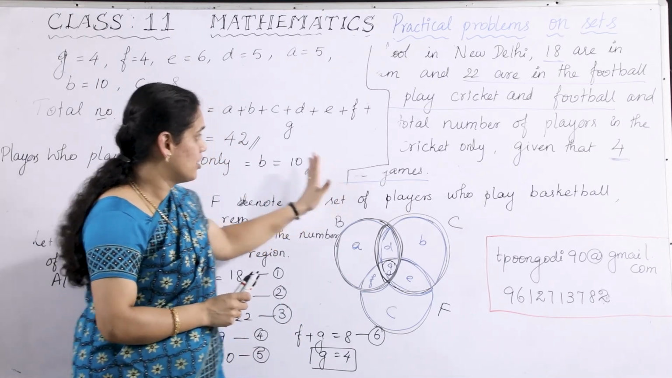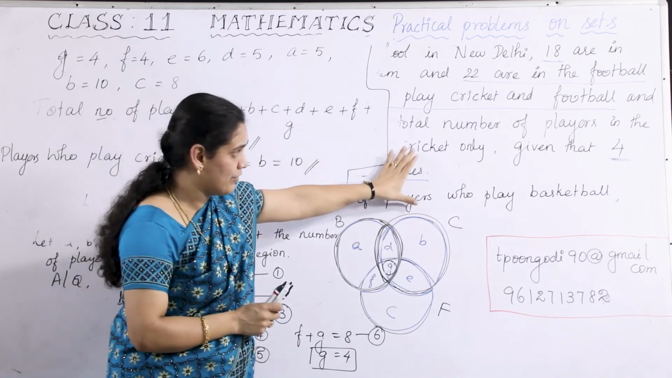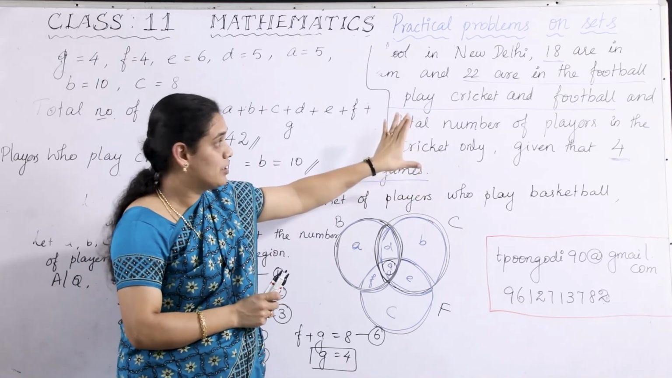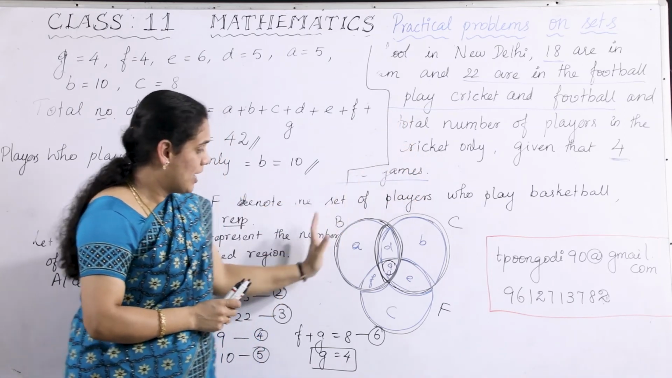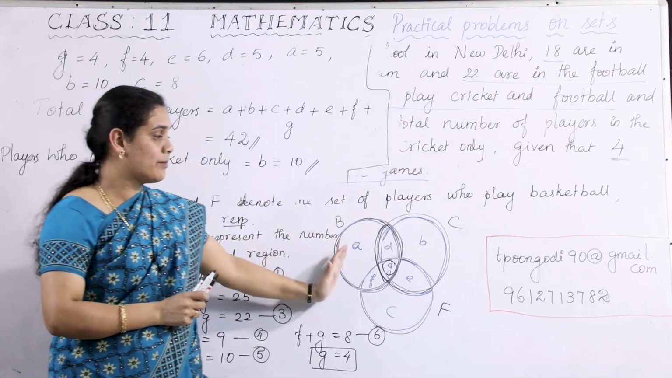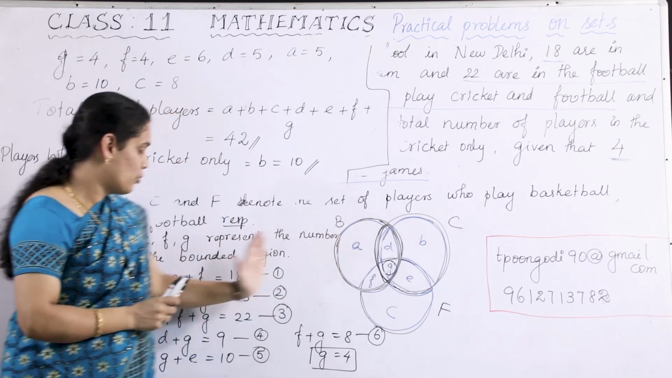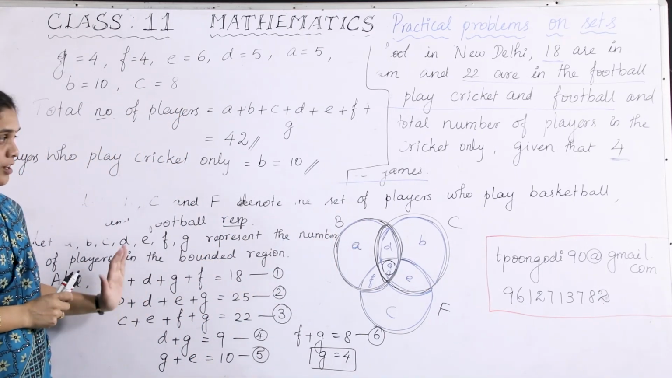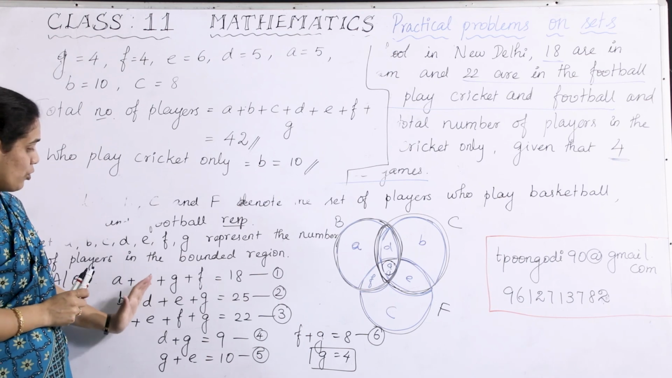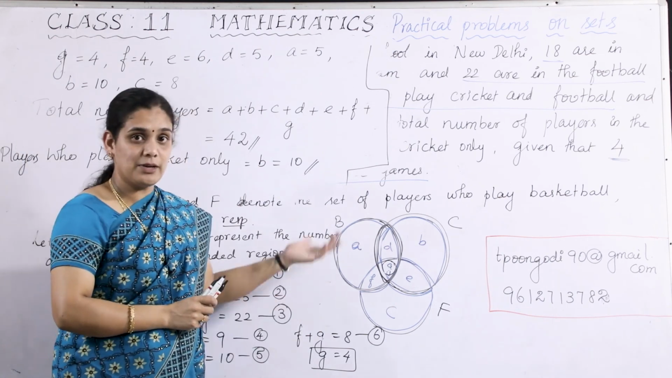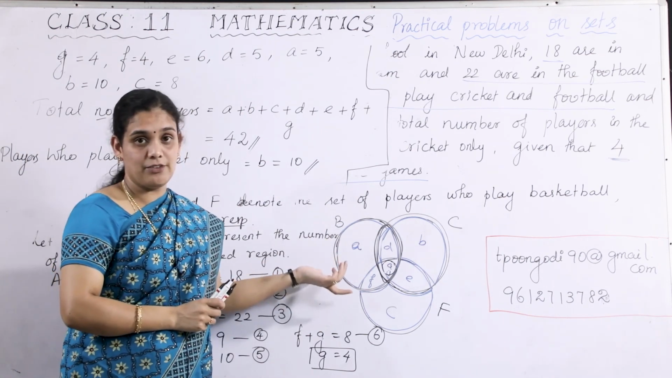This type of problems are very, very important. Again, I am telling you, because you can easily score 6 marks. And the same problem, we can do by using the formula also. But most of the students prefer this Venn diagram method. So if you are interested to learn the other method also, I will do it separately for you.